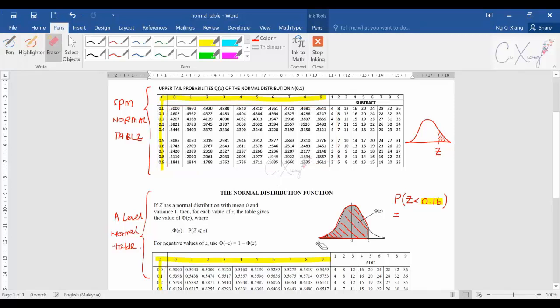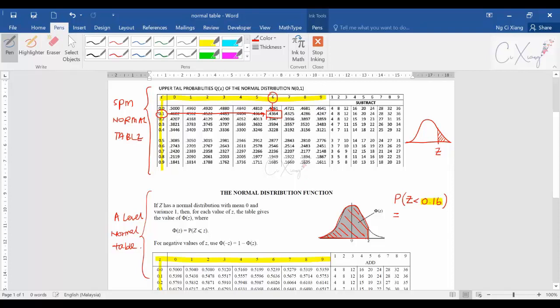Yeah, all right, so now when we are talking about 0.16, what is the 0.16? How can I read the value? Usually for 0.16, you look at 0.1 and then 6. So 0.1 is here, right? And then 6. Okay, so this is the value that we have in the SPM table.